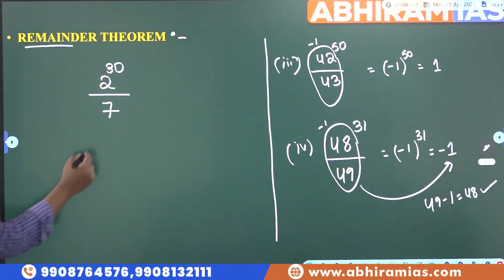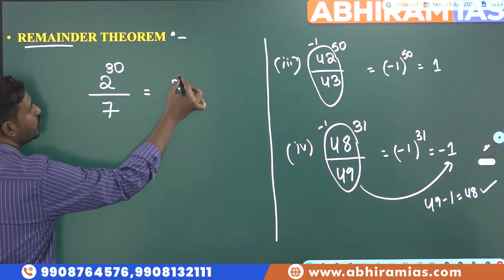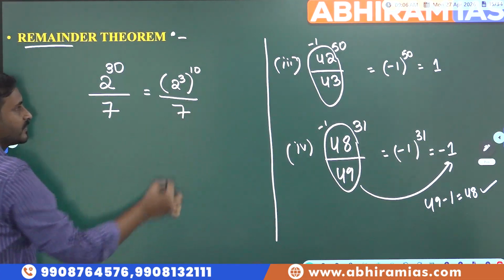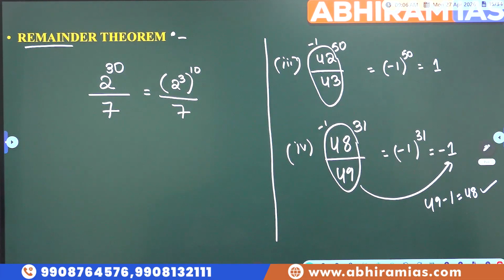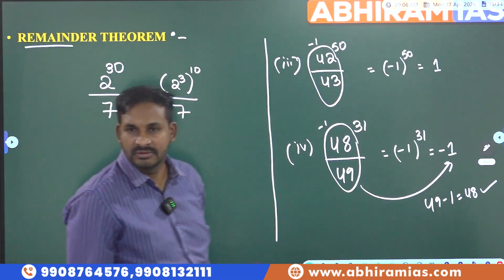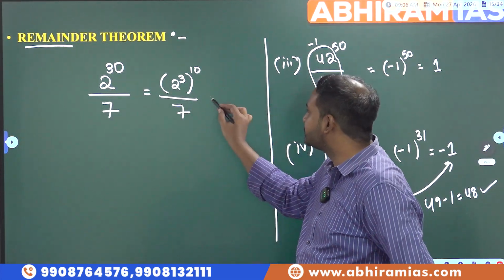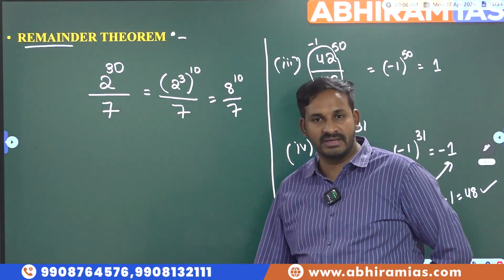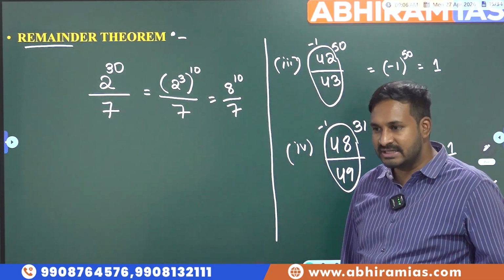So can I write this number like this? 2 cube whole to the power of 10/7 రాయొచ్చా నేను? Yes, I can write it, right? So now this becomes what? 8 to the power of 10/7. Now I can tell the answer easily, right?